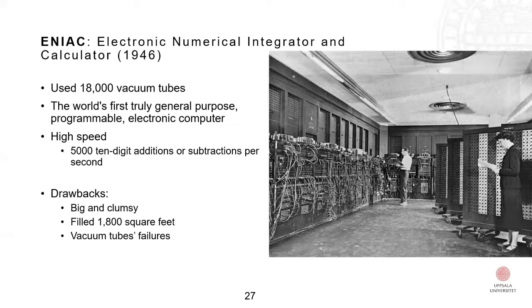But the ENIAC had its own drawbacks. Of course, you can see that it was too big, it was clumsy, and it filled a large space of 1,800 square feet. And something that was very bad about it was that the vacuum tubes could fail. And since it had over 18,000 vacuum tubes, even if a vacuum tube would not so often fail, since it had too many of them, the failures could happen very often.